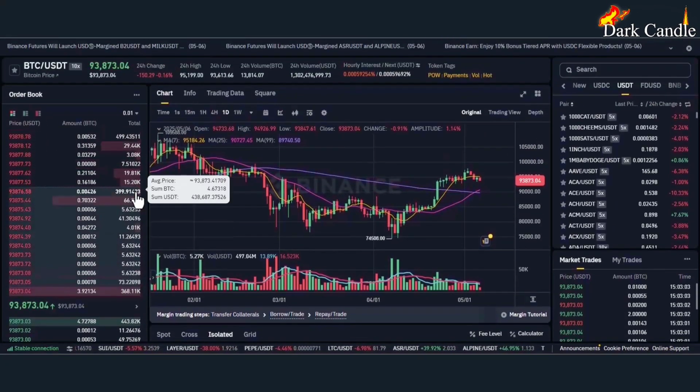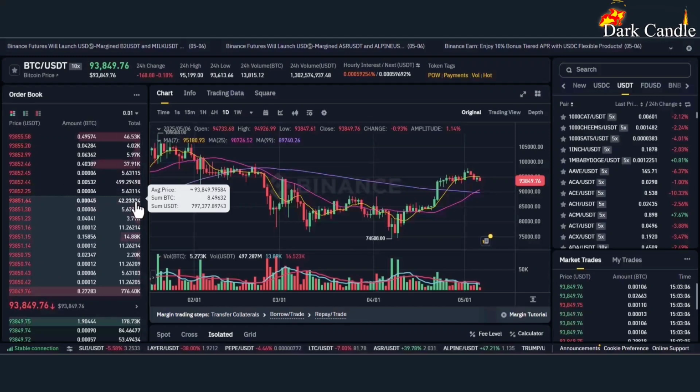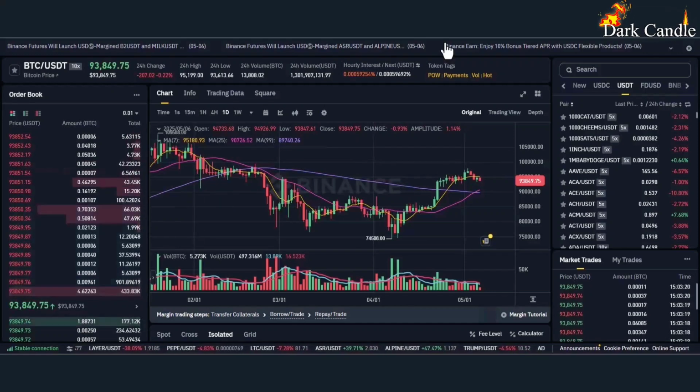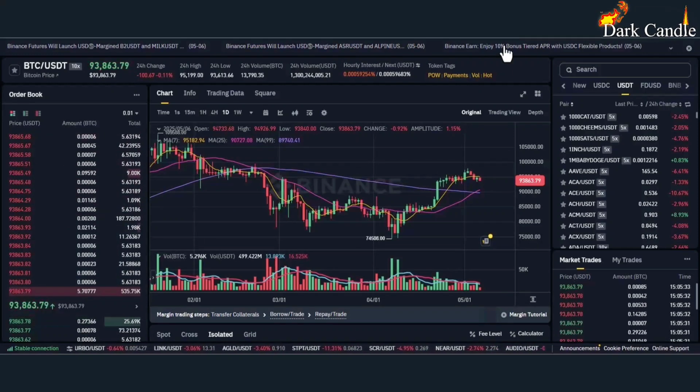And about managing risk, always use stop loss orders and never risk more than you're willing to lose. Margin trading isn't gambling. It's a tool for experienced traders who manage risk strictly. If you're unsure about that, start small or stick to spot until you're confident to make these margin trades.